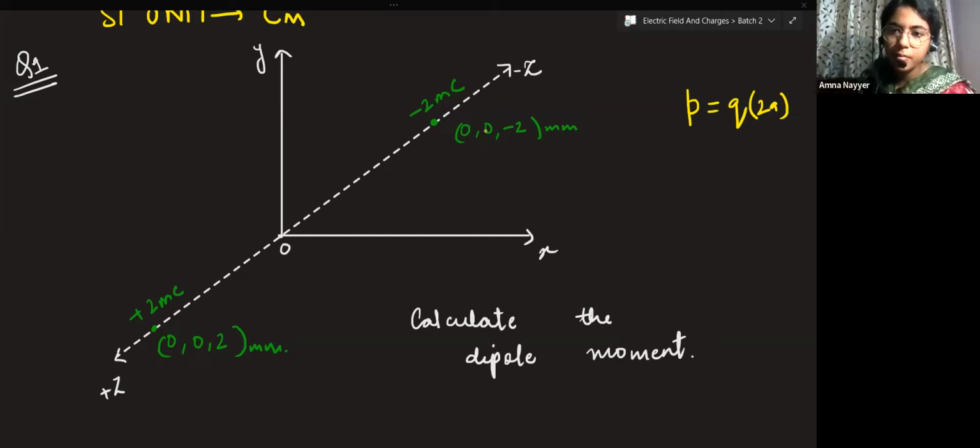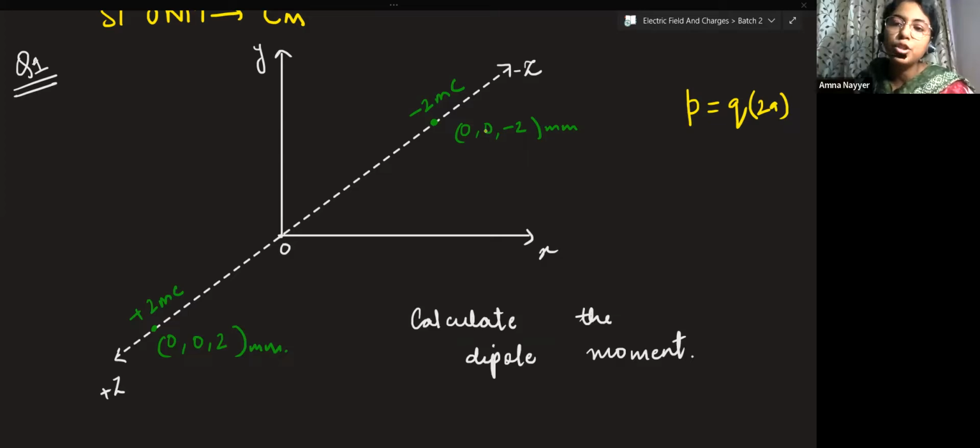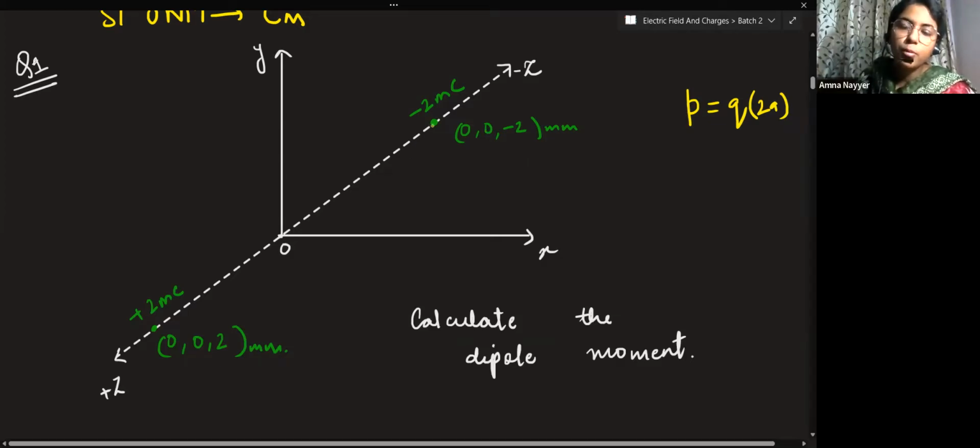This is your origin. This point is 0, 0, minus 2. So from your origin, this 0 means x is 0, this 0 means y is 0, and minus 2 means the z-axis value is minus 2. So you have to mark 2 millimeters from this. From your origin to this point, the charge that you have, this becomes 2 millimeters.